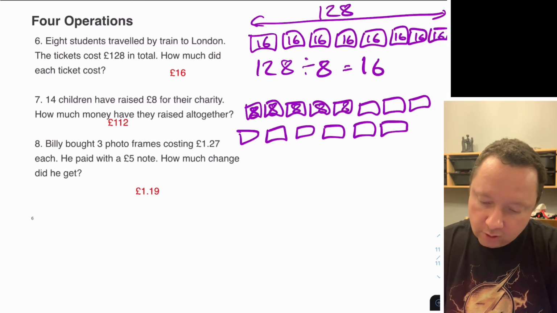So obviously we're trying to work out the total of all the boxes. So it is a times sum we're going to end up doing in a moment. Once you get the hang of these, you'll not really need the diagram. So you've got 14 times 8, which is 112.